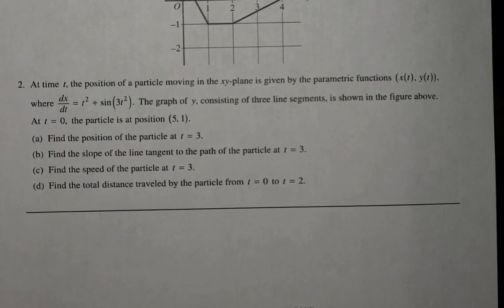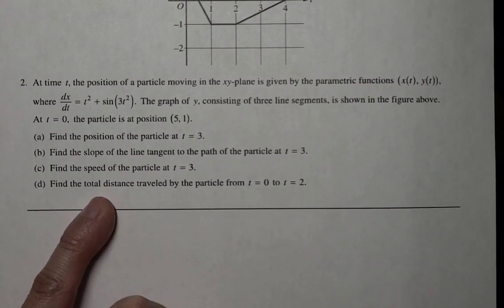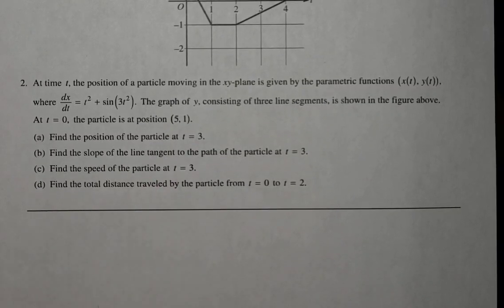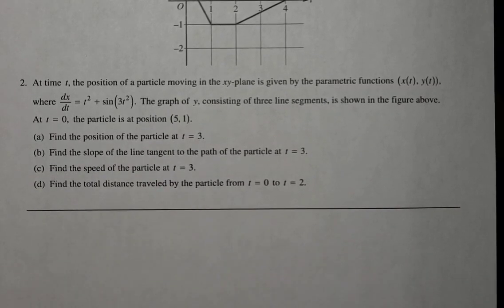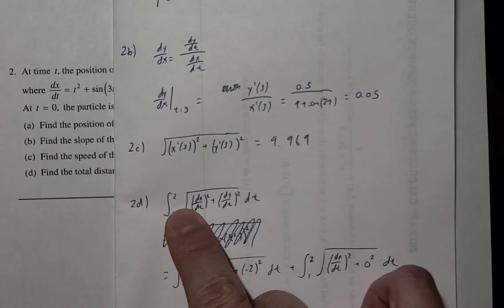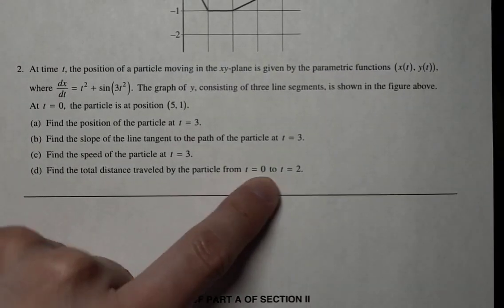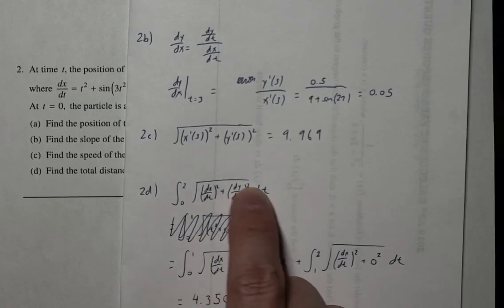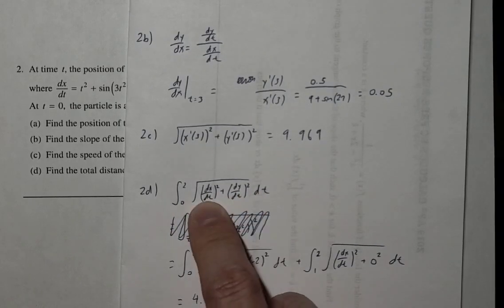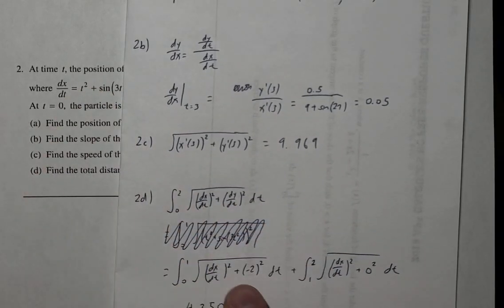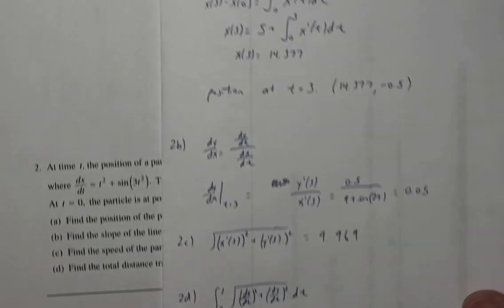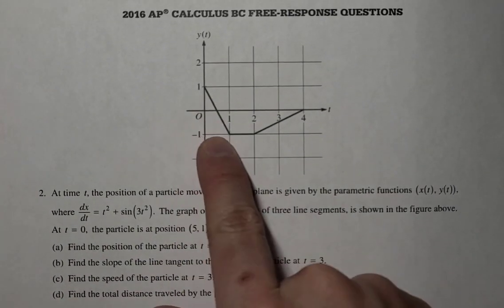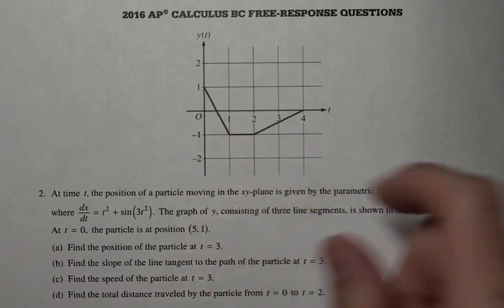All right, part D, find the total distance traveled by the particle from t equals 0 to t equals 2. This is just arc length, the total distance traveled along a parametrically defined curve, which is just the length of the curve. So that's the integral from 0 to 2, they told us that, of the square root of (dx/dt squared plus dy/dt squared). So dx/dt, that's right there. But dy/dt from 0 to 2 changes. That's the tricky part for this one.